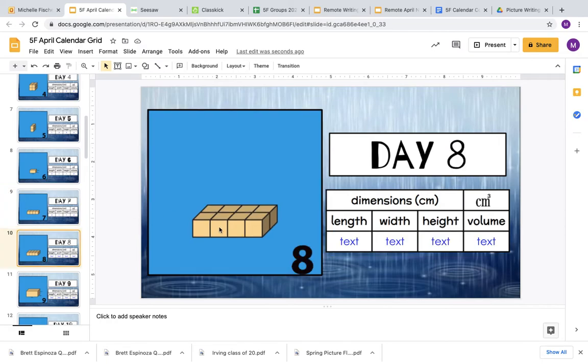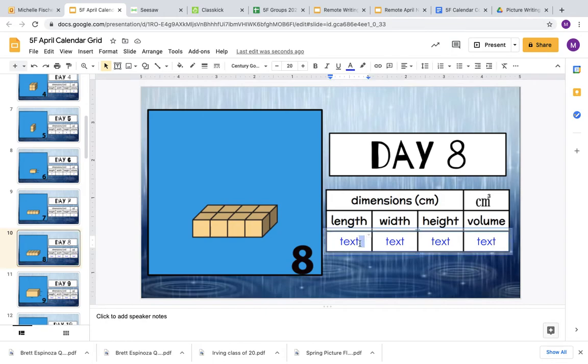All right, day 8. Our length here is 4 again. We've got 4 cubes going across the front. When we look at our width, we've got 2 cubes going off on the side. And then our height is going to be 1. There is only 1 layer here. When I multiply those 3 numbers, I start with 4 times 2, which is 8. 8 times 1 is 8. So my volume is 8 centimeters cubed.